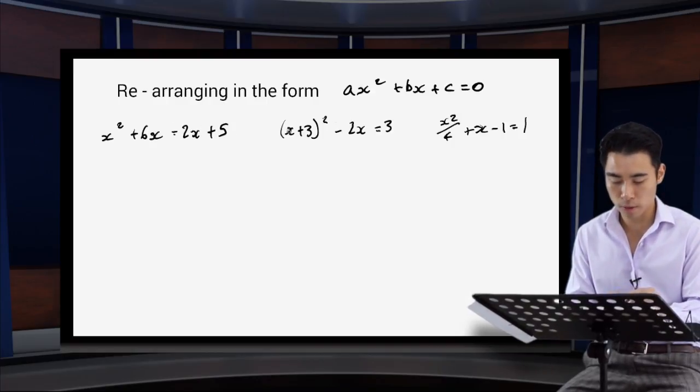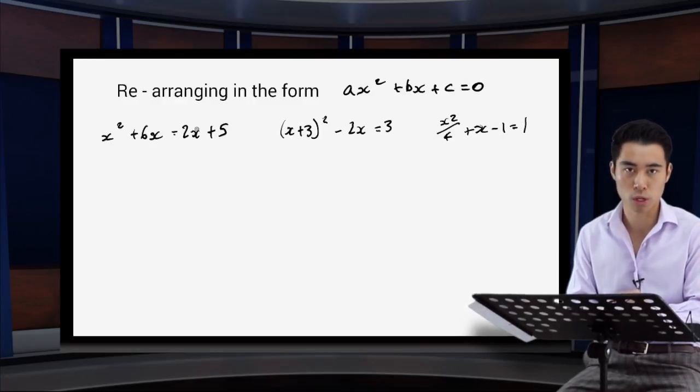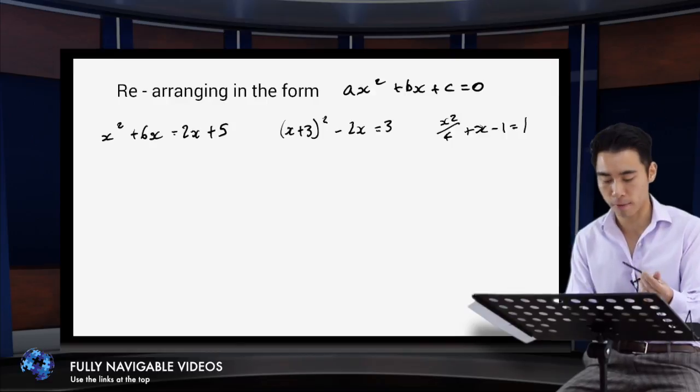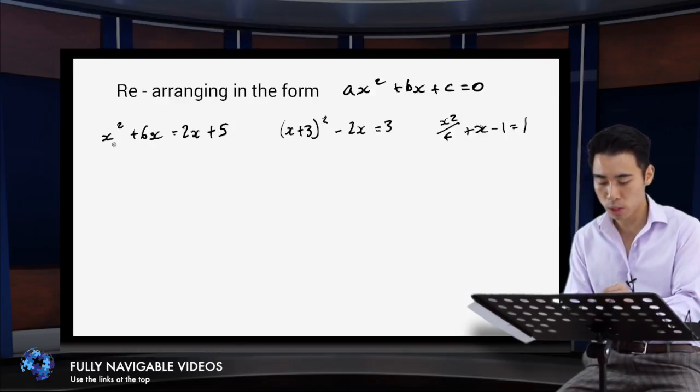So you look at each of these 3. Currently, they're not in that form. We don't have all of our terms on one side of the equation and the other side of the equation equal to 0. So we need to get it in that form. So first one, how do we do that?